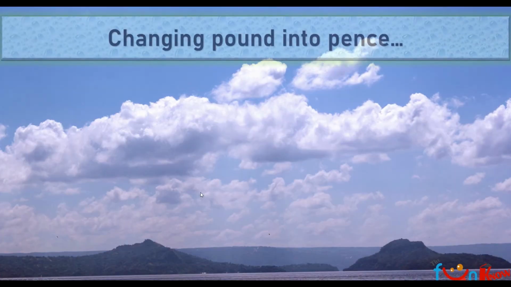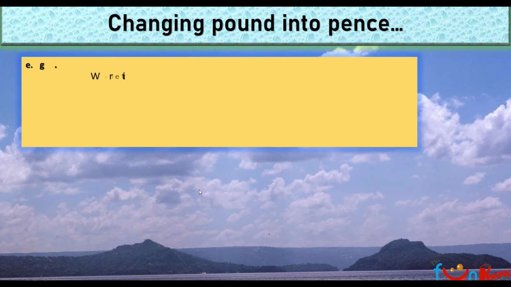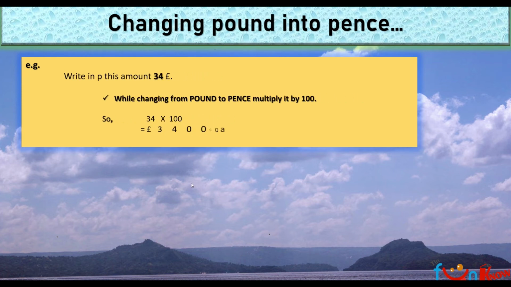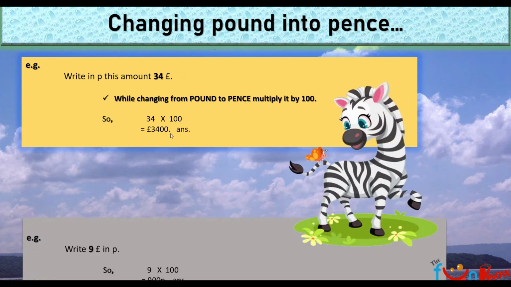Changing pounds into pence. We take the same example. Write in pence this amount, 34 pounds. While changing from pounds to pence, we multiply by 100. So 34 times 100 would give us 3400 pence as the answer.